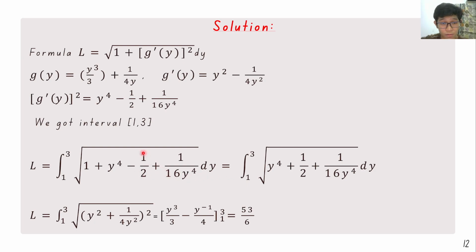And we have to calculate this 1 plus minus 1 over 2, so we get the integral from 1 to 3 of the square root of y to the 4 plus 1 over 2 plus 1 over 16 y to the 4 dy. And we can put this in the square, so we obtain y squared plus 1 over 4y squared, and we cancel the square. We can obtain the result, which is 53 over 6.